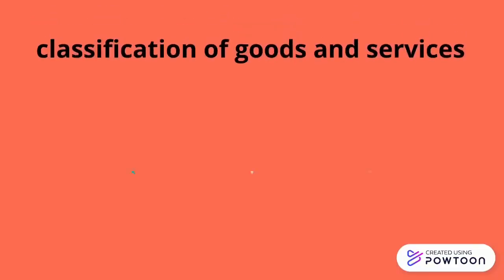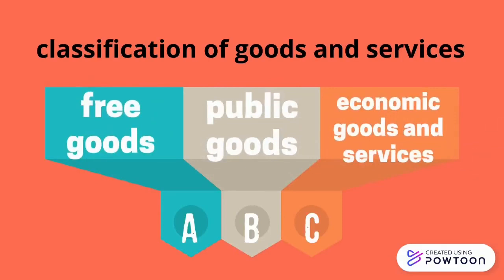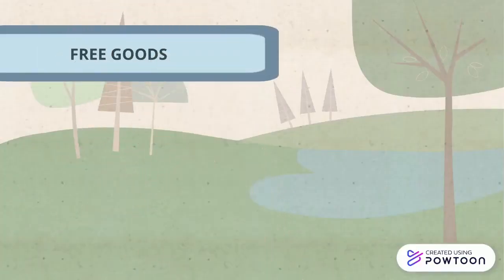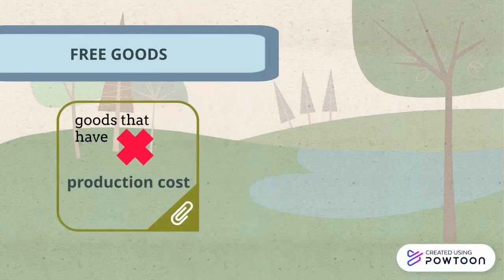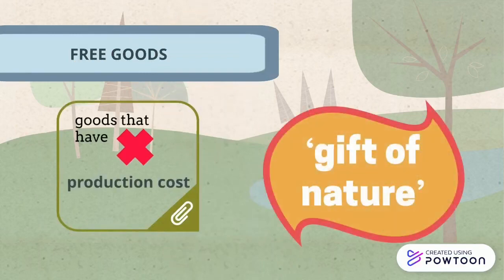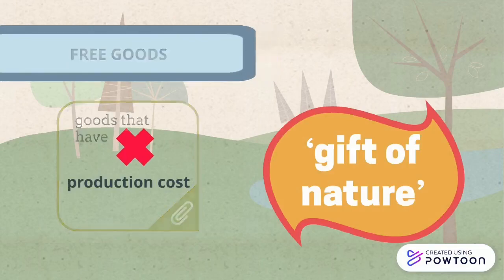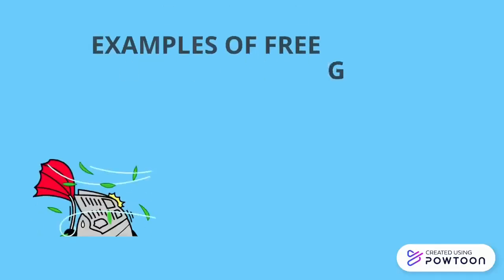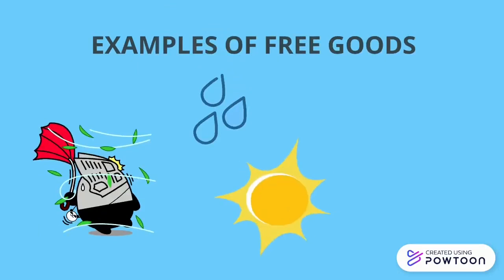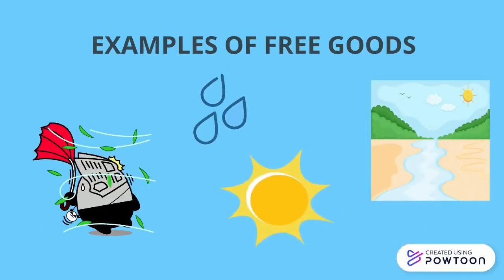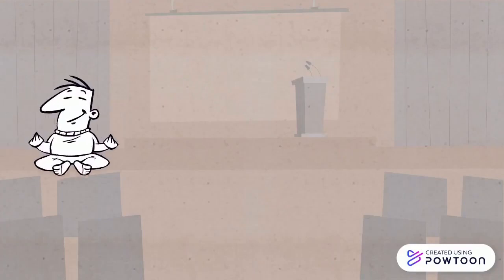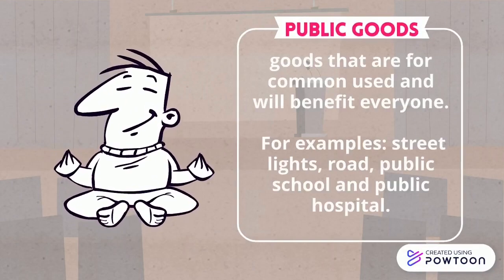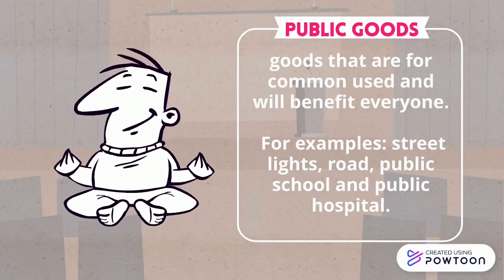Goods and services can be divided into three categories, which are free goods, public goods, and economic goods and services. Free goods are goods that have no production cost. They are also known as gifts of nature, since they are provided by nature. Examples of free goods are air, rainwater, sunlight, river, and so on. Public goods are goods for common use and will benefit everyone. For example, street lights, roads, public schools, and public hospitals.